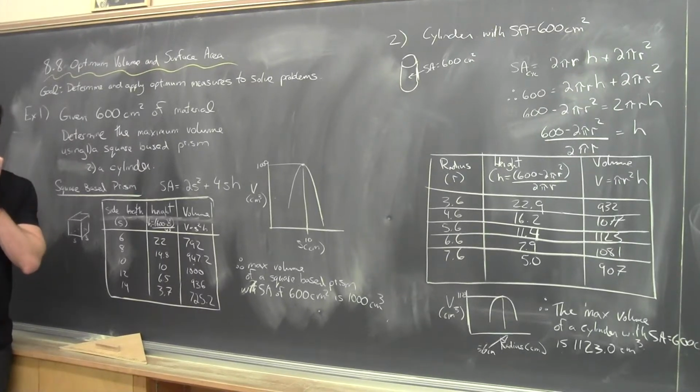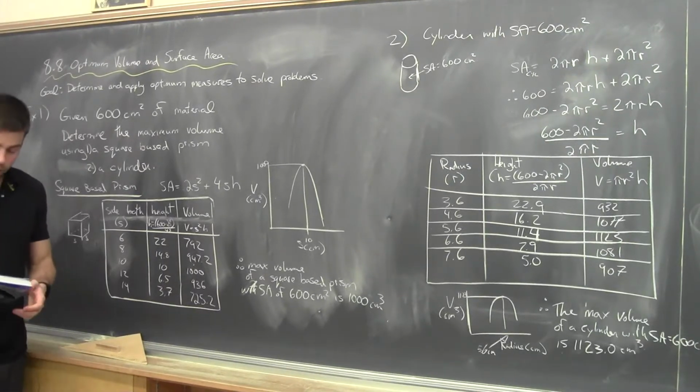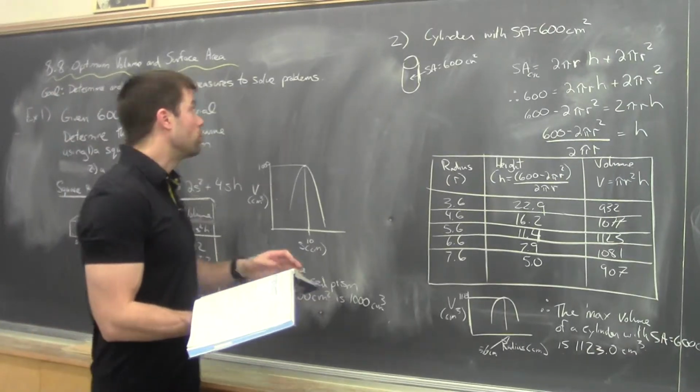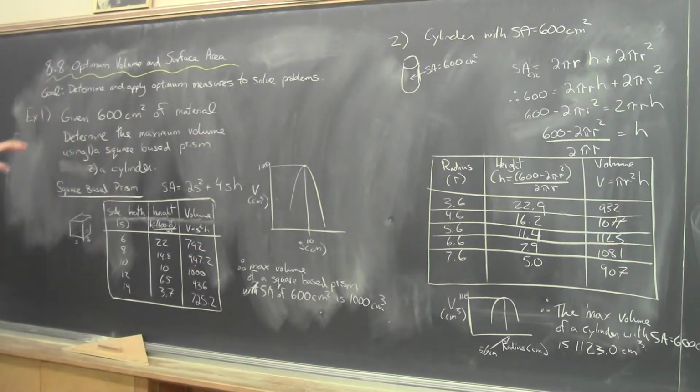8.8 in your textbook, optimum volume and surface area. So we're talking about trying to determine and apply optimum measures to solve problems. The first example says that we have 600 centimeters squared of material. Determine the maximum volume using 1, a square-based prism, and 2, a cylinder.